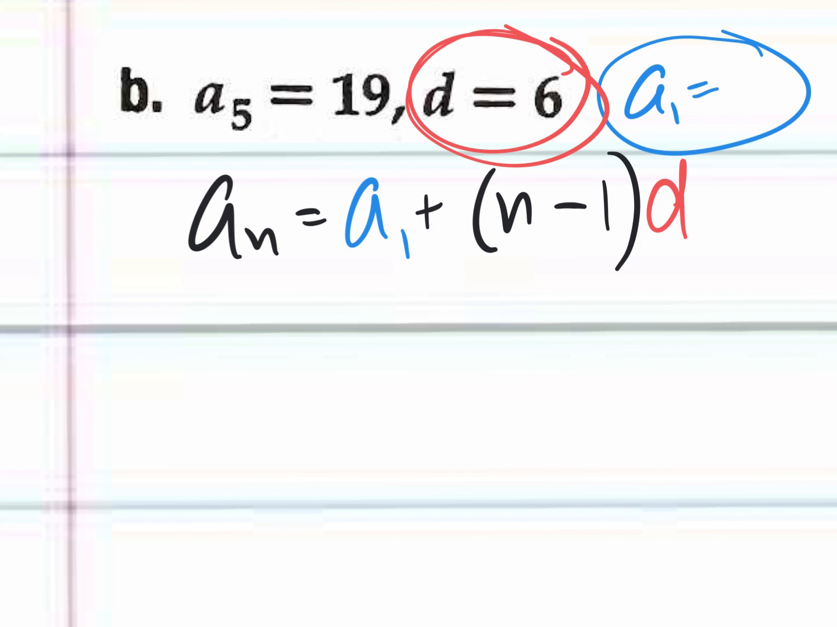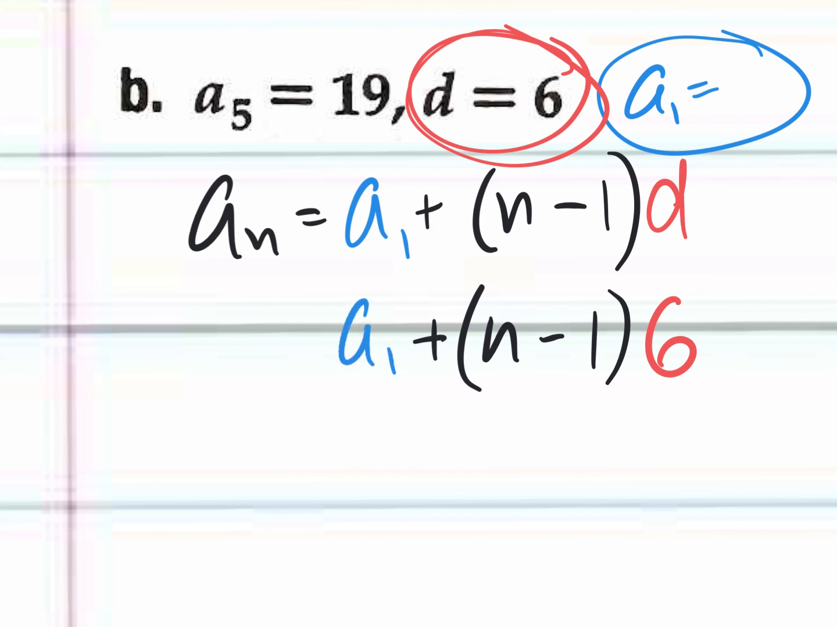So this is what I'm going to do. I'm going to plug in the 6 already, because I already know that 6 is the common difference. I'm going to put parentheses. I'm going to put n minus 1. And I don't know a sub 1, so I'm going to leave it a sub 1. Now, the a sub n is really any number on your list, right? And they do give us what number on the list? The 5th number on the list, which happens to be 19.